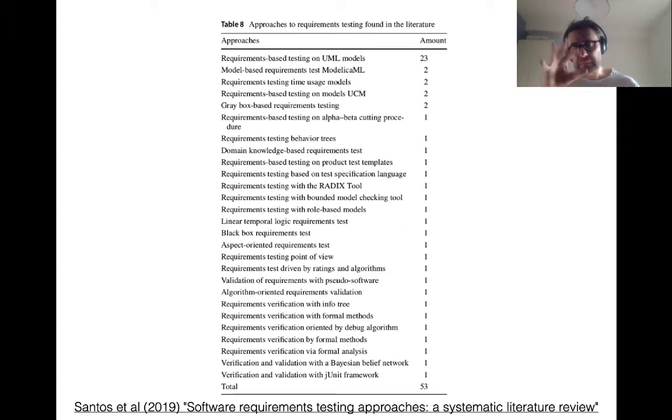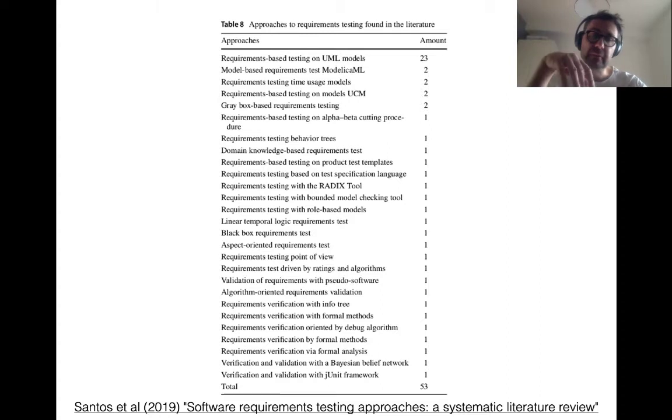This is maybe hard to see in the video, but you can look at the slides. I was looking around for an overview of requirements-based or requirements-driven testing techniques, and I found a systematic literature review. This is a research article which summarizes all the available research on an area.